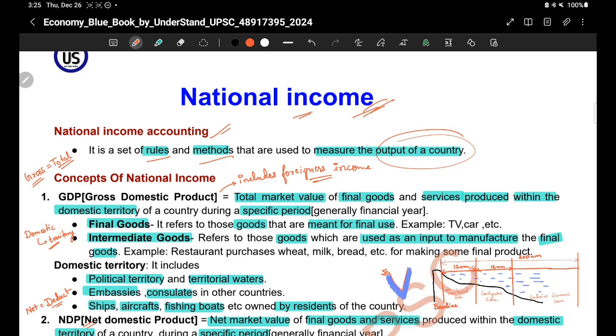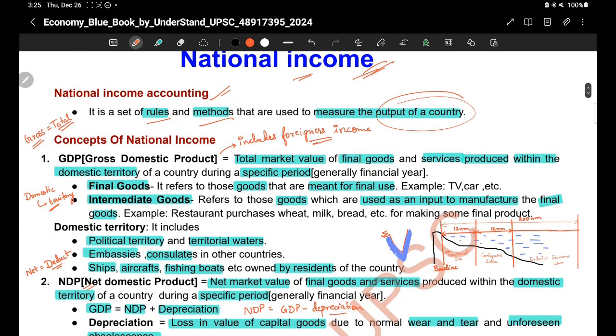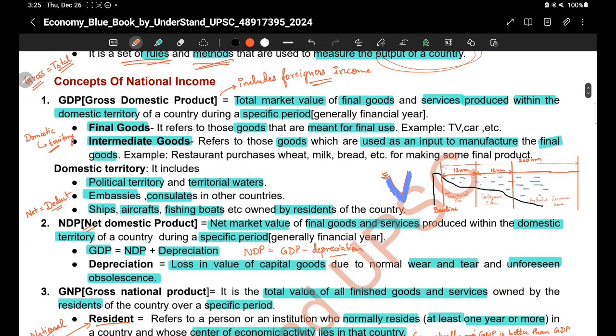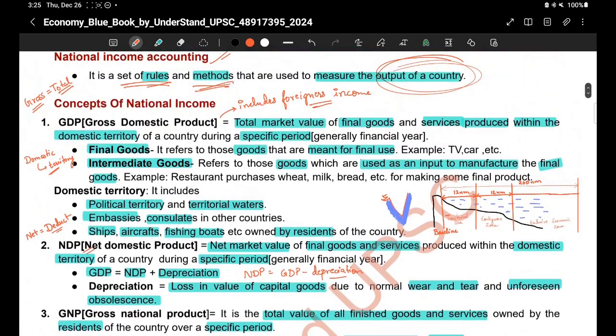National income. Okay, we're going to be studying this. And national income accounting, what is it? It is a set of rules and methods that are used to measure the output of an economy. Okay, basic. Then, what is the concept of national income? There are different concepts like GDP, NDP, GNP, and NNP. So many concepts with that. We'll see one by one.